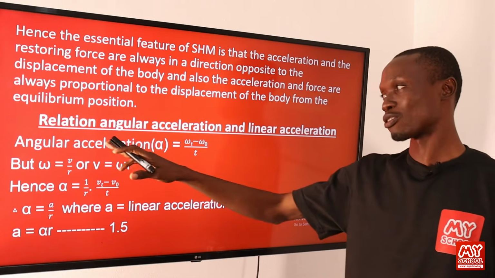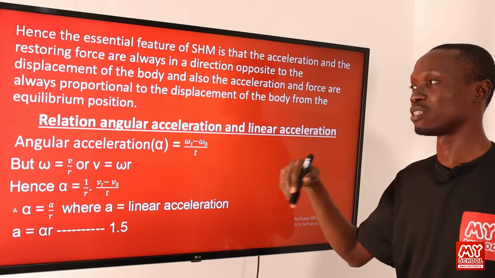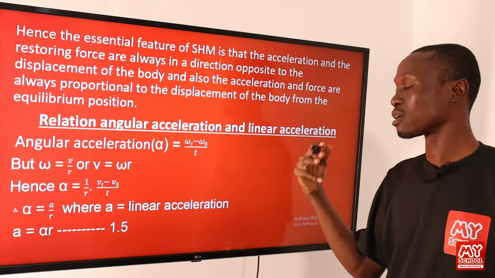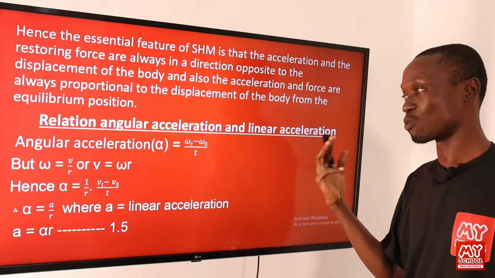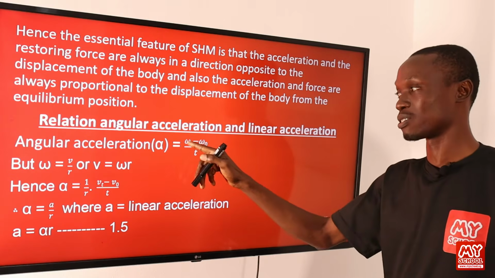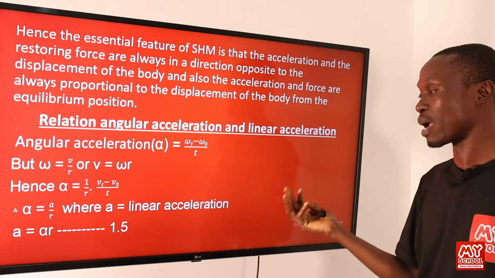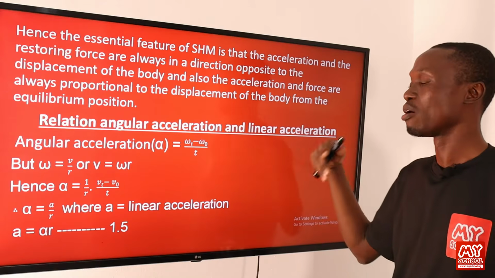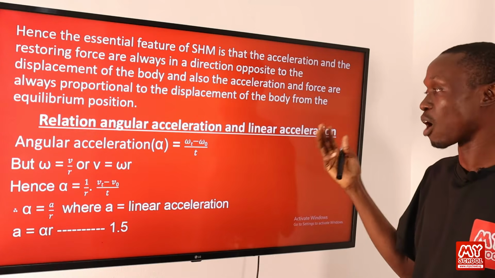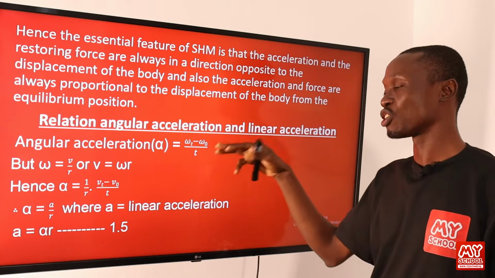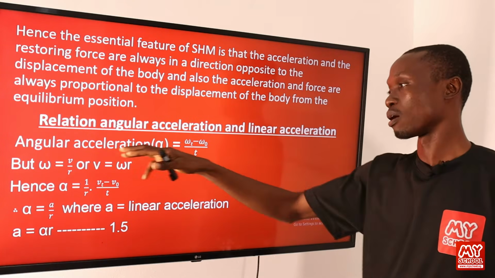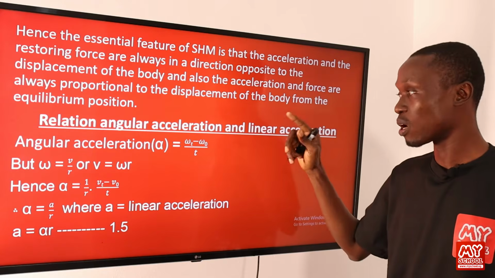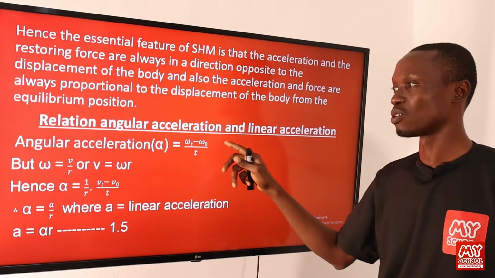Now remember that angular acceleration, alpha, is defined as the rate of change of angular velocity with time. Now remember that in physics we usually represent angular speed or angular velocity with omega, which is this symbol that looks like w, but it's not w. Now omega t here represents the final angular velocity, while omega o here represents the initial angular velocity. So we are talking about change in angular velocity with time, so that angular acceleration becomes omega t, which is the final angular velocity, minus initial angular velocity, all over time.